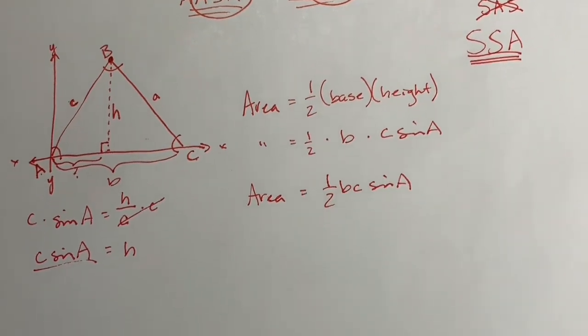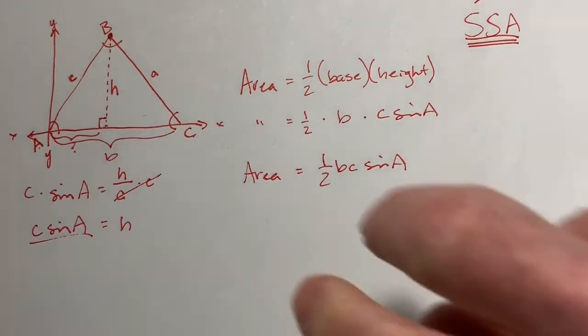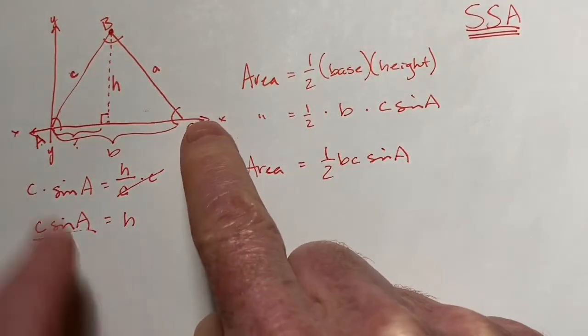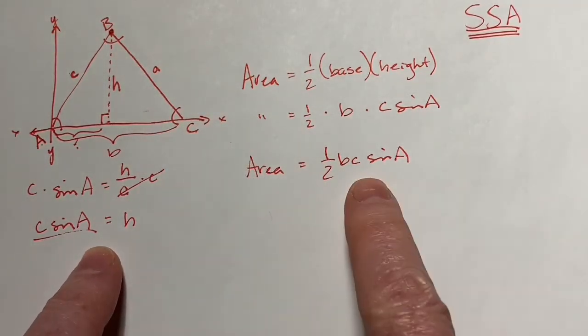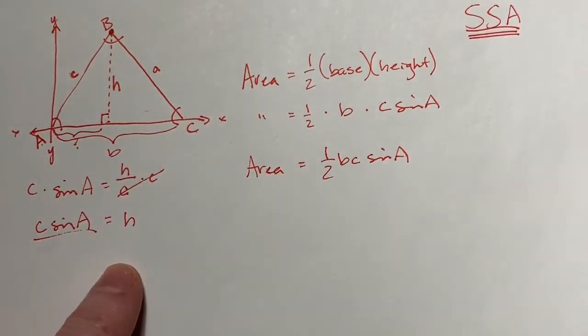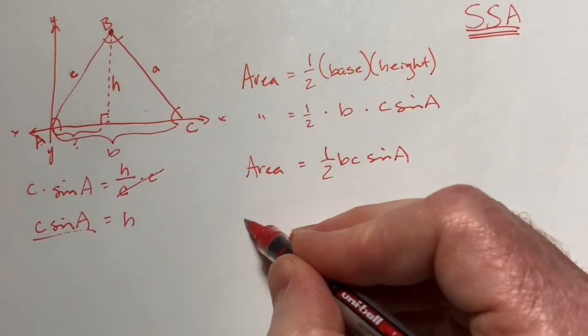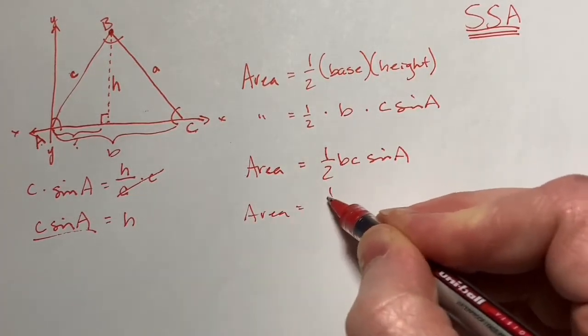Now think about this for a second. What do you think would happen if I took the ABC and instead labeled it CAB? Would I get the same equation doing the exact same proof? No, I would get another equation. Instead of having sine A in there, I would get another equation that is 1/2.